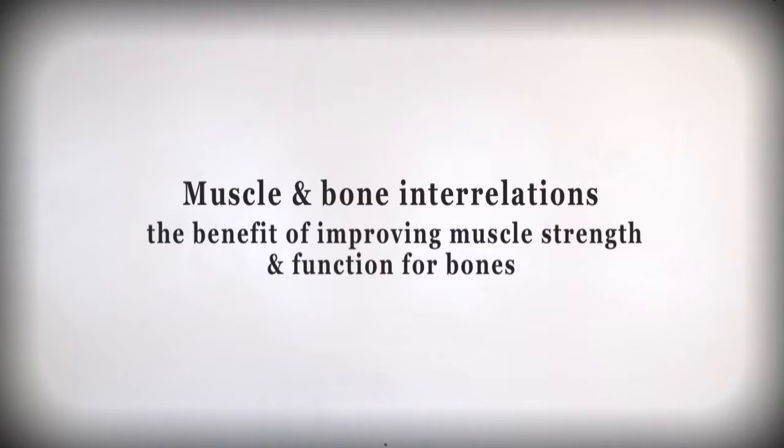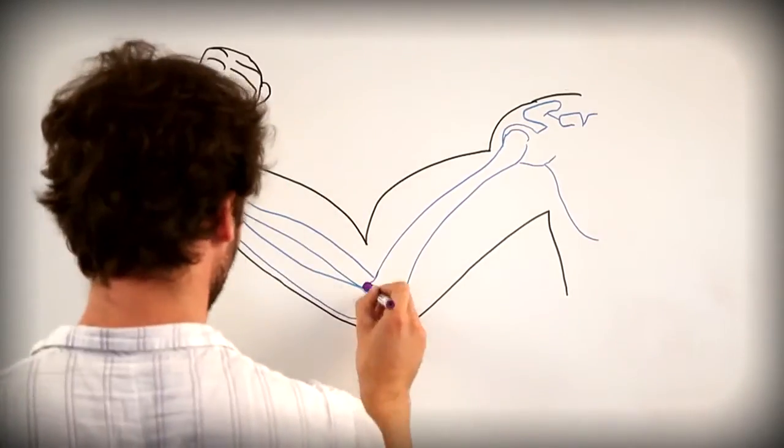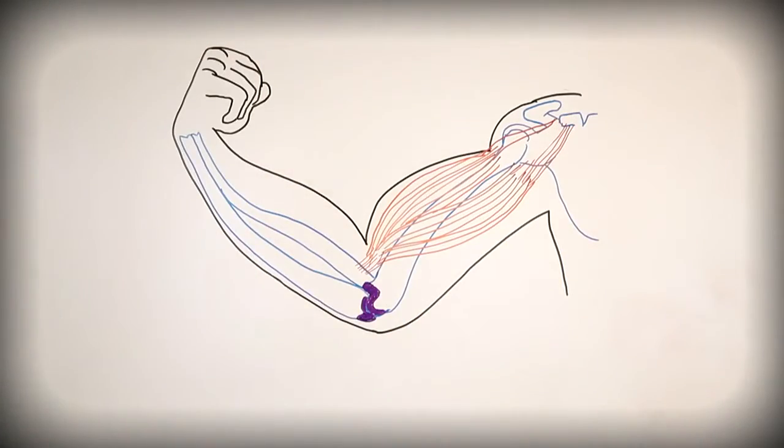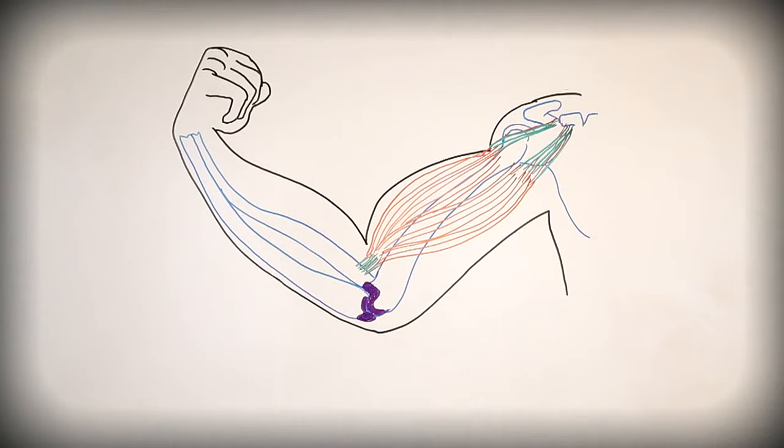Muscles and bones interrelations. The benefit of improving muscle strength and function for bones. Functional muscle has been shown to play a crucial role in the development of skeletal cartilage, bone joints, and tendons at every stage of life.